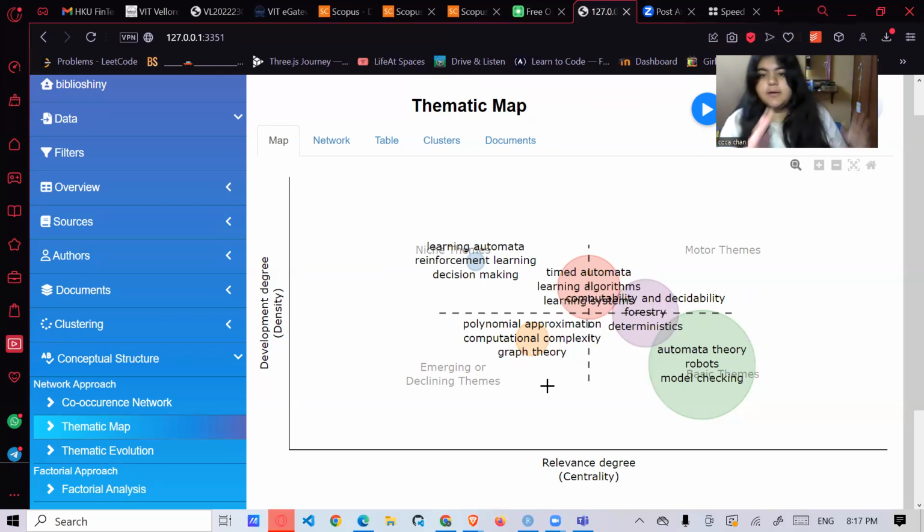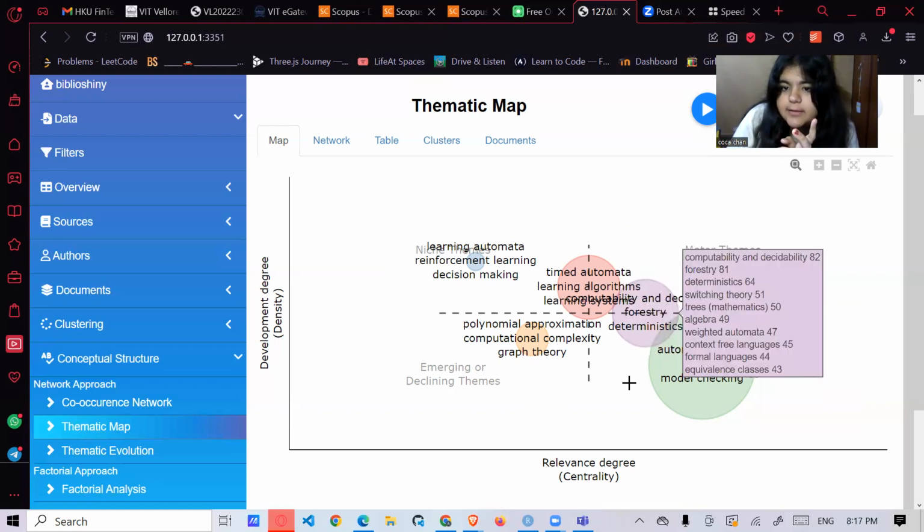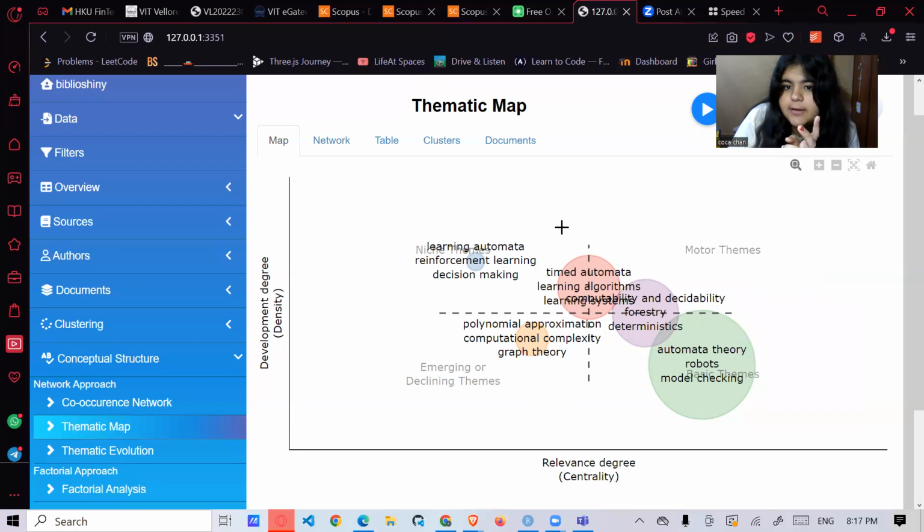So the x-axis basically gives you an idea about what is more relevant to our topic. My main theme is automata theory. So the most relevant stuff based on my theme is going to be on the positive x-axis, which means this side, and this entire side would be more relevant than the other side.